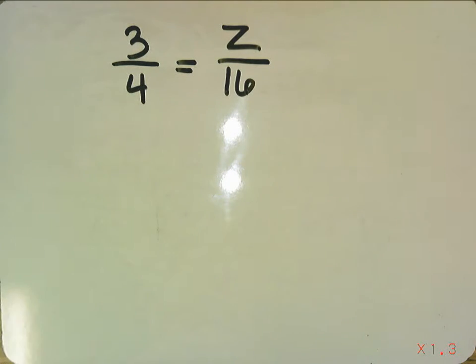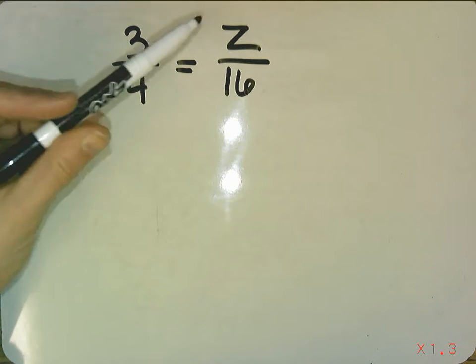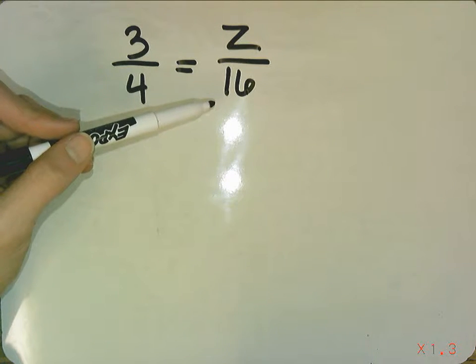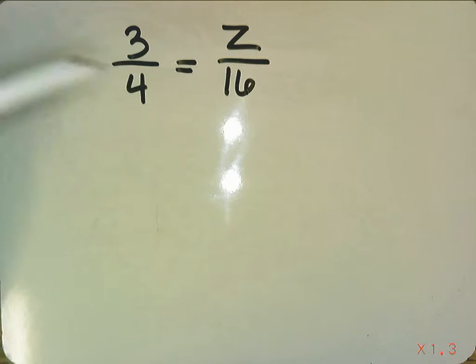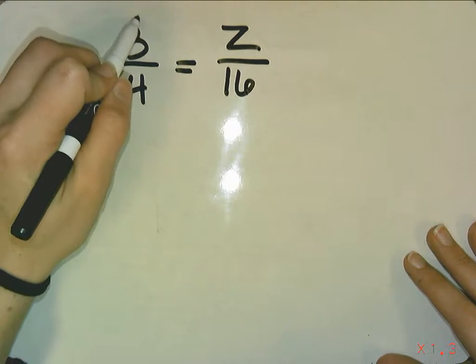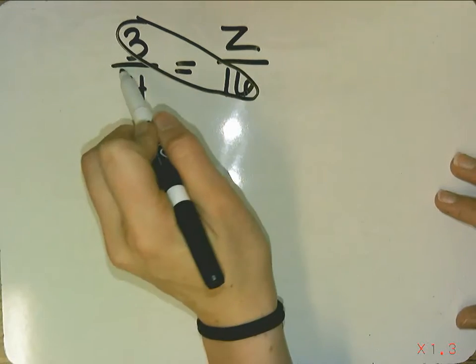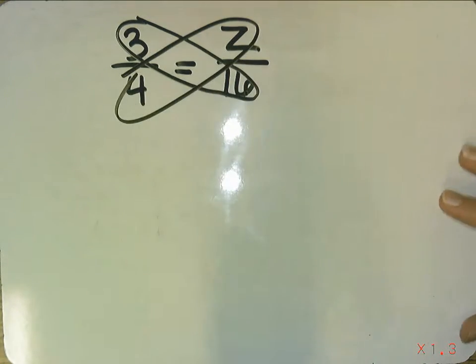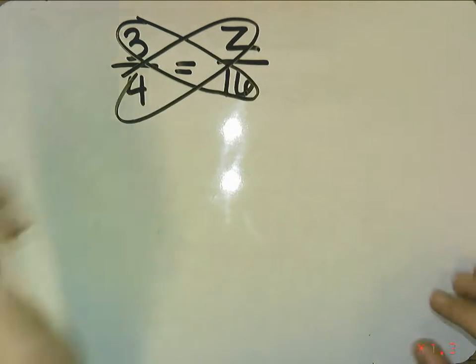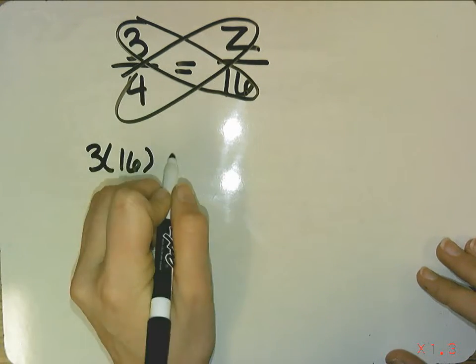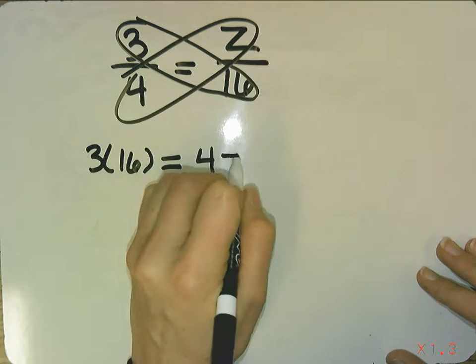We're going to look at solving proportions again. So this proportion that I have set up is 3/4 is equal to z over 16. We have a special trick to solve proportions. It's called cross multiplying. So I have 3 and 16 across from each other, and I have 4 and z across from each other. So that means I'm going to have 3 times 16 is equal to 4 times z.